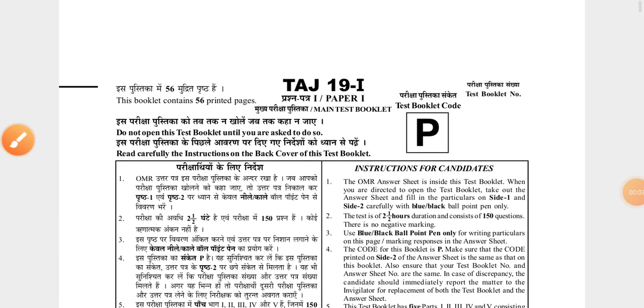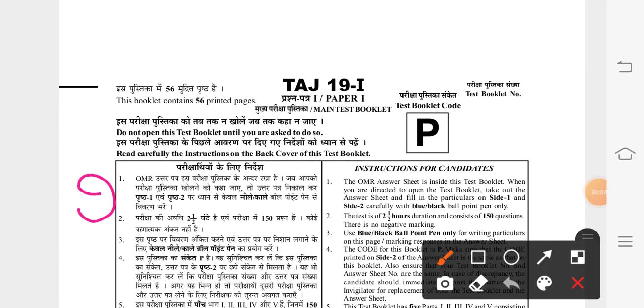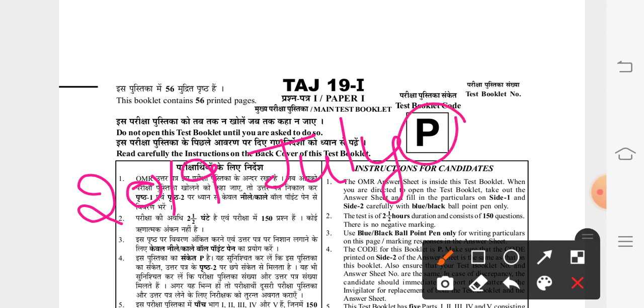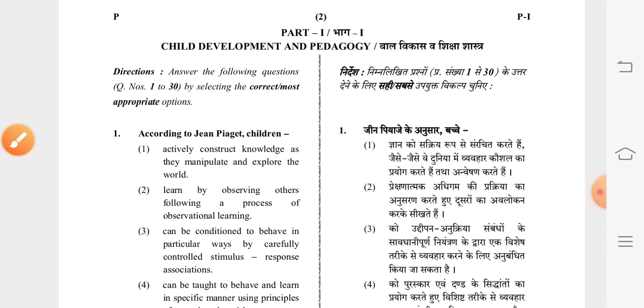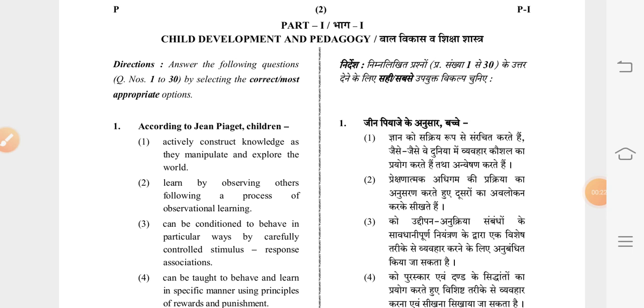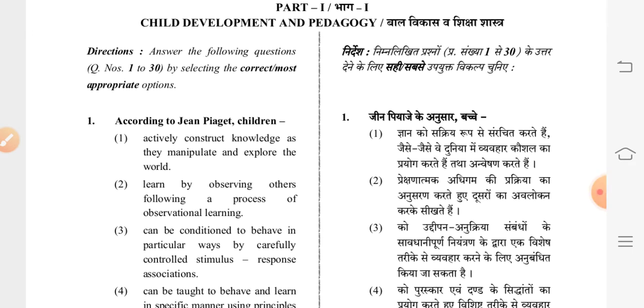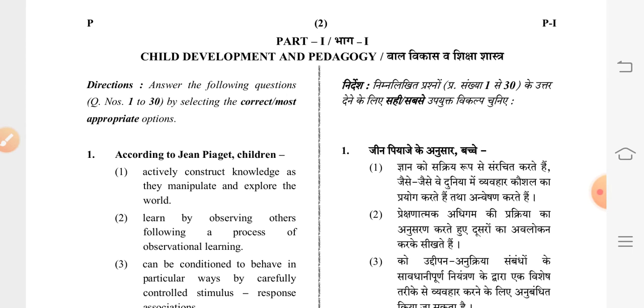This is CTET Paper 1, 2019 July paper, set P. So first we are discussing answers for the questions. These are the official answers, and this is part 1.